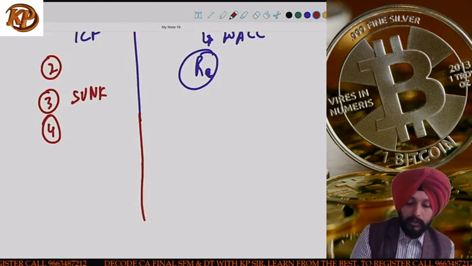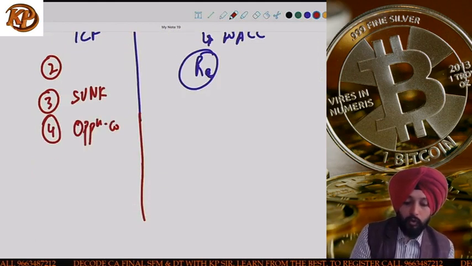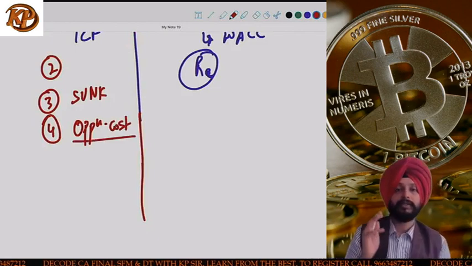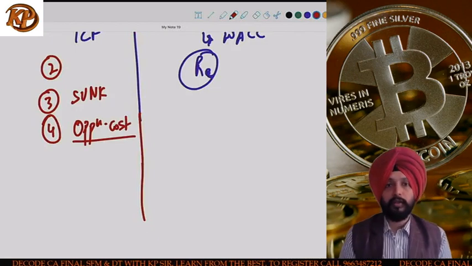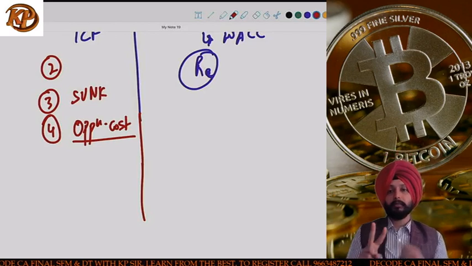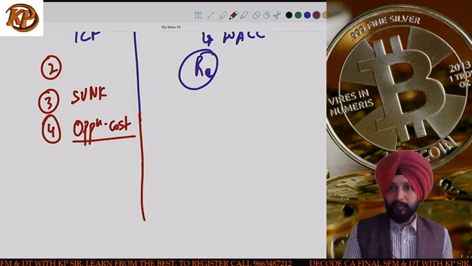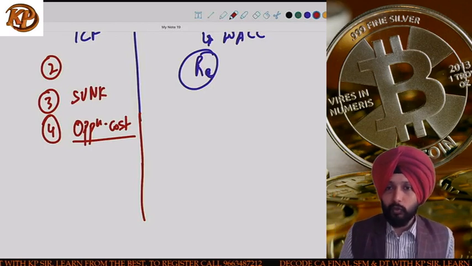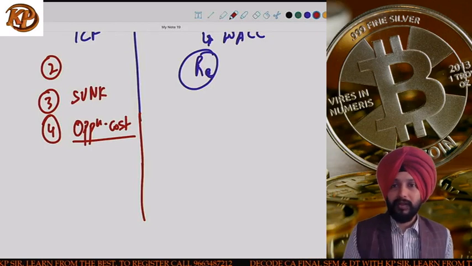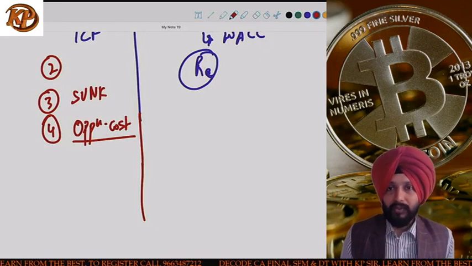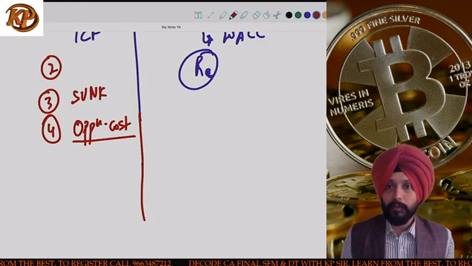Another important point is that the opportunity cost of undertaking a project should be considered. What is the opportunity cost of undertaking a project? I'm giving you two examples. One example is the previous example: that plot of land which you purchased 5 years back is let out to somebody and you're getting an annual rental of 12 lakhs from that plot of land.